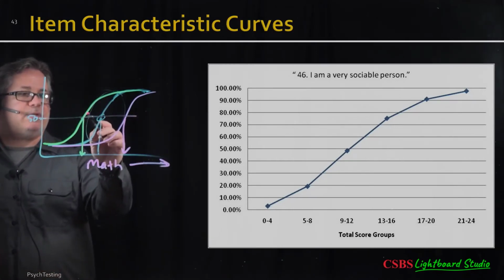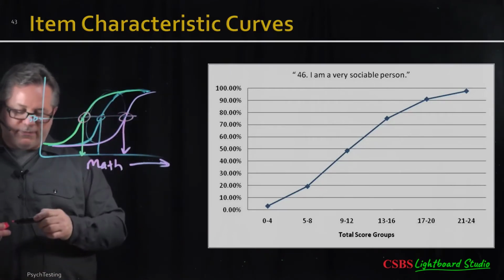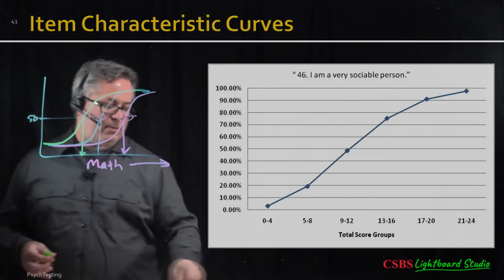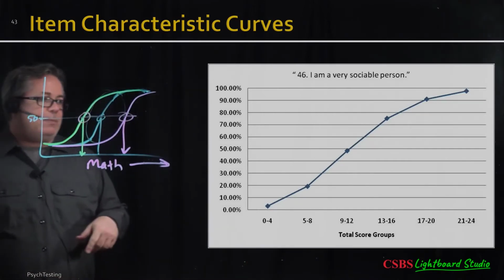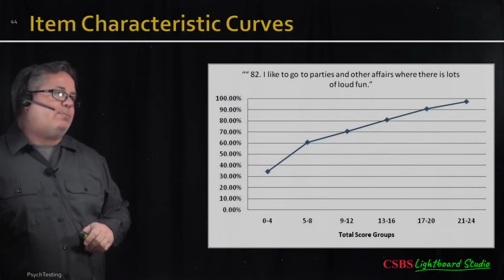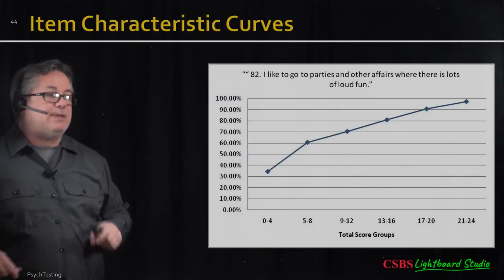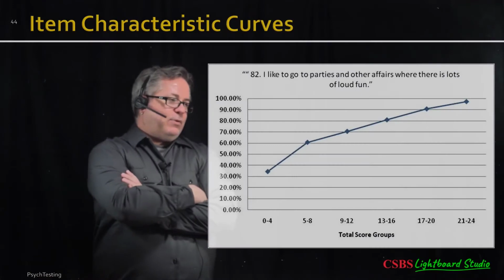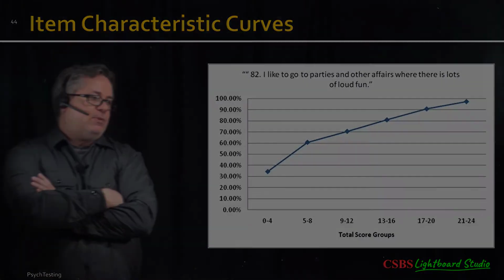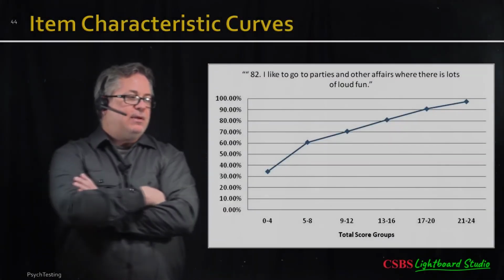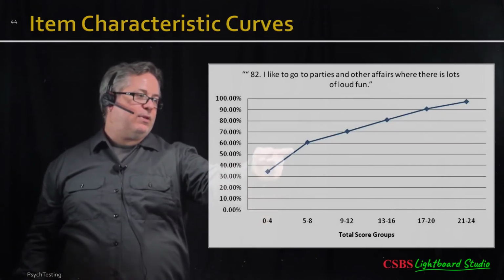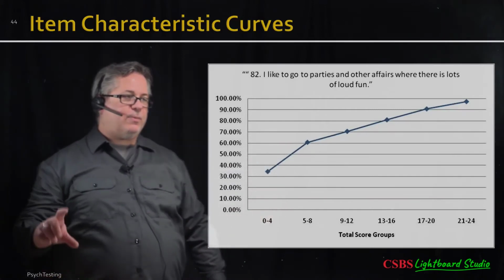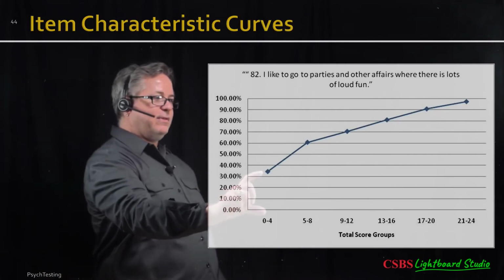So we are talking about the steepness generally right around wherever it hits the 50% mark is where it is likely the most discriminating, and that'll tell you a bit about how difficult the item is too. All right, I like to go to parties and other affairs where there's lots of loud fun. It's not very discriminating, and is it easy, difficult? It's super easy, right? There are people down here at the 50% mark, in between the 2 lowest groups. What else do you notice about the fact that there's this gap too?